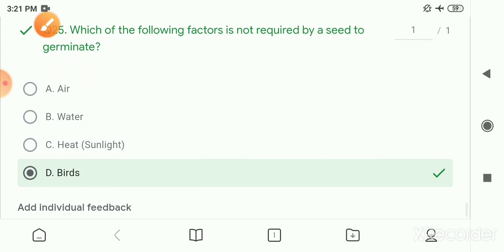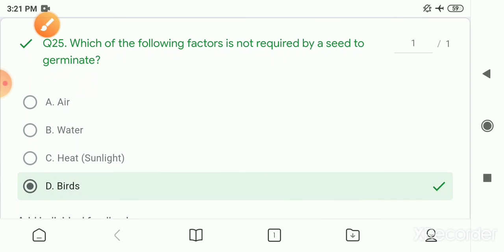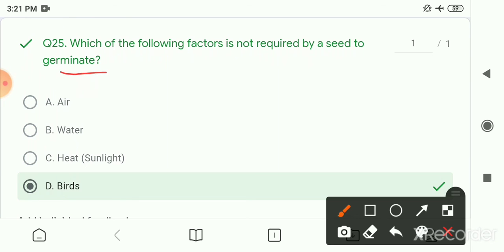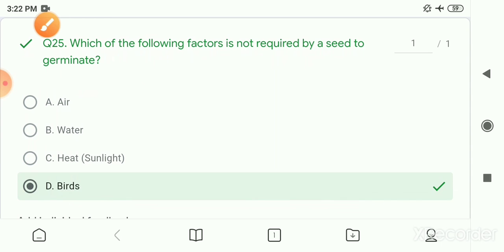Next is 25th number, which of the following factors is not required by a seed to germinate? The options are air, water, heat or you can say sunlight, and option D is birds. So here your answer is option D, that is birds. Birds are not required by a seed to germinate. The rest of the three factors, that is air, water and heat, are required by the seeds to germinate. So here the solution for paper 1, that is unit test 1, gets over.